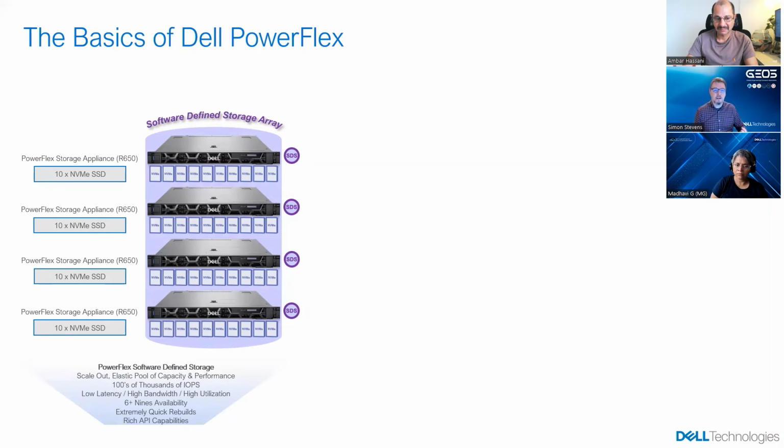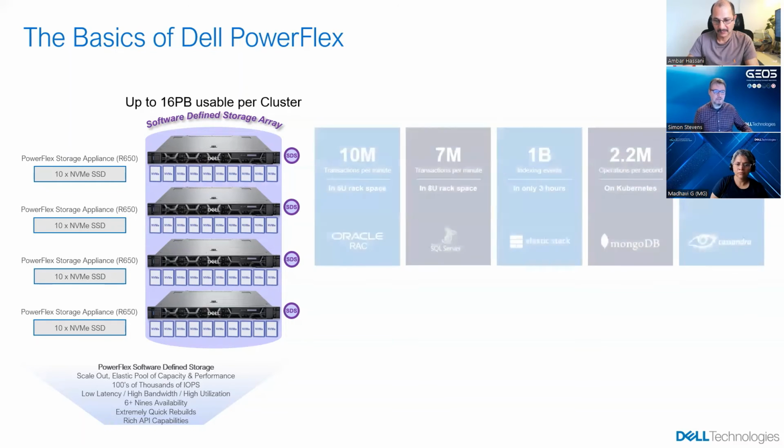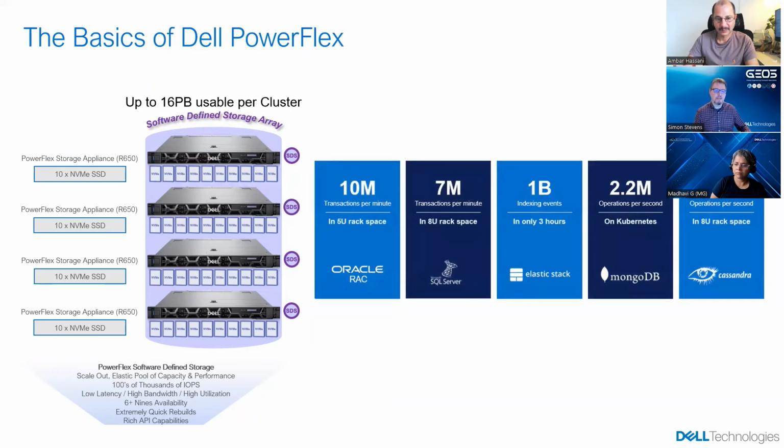Because we're written software-defined from the word go, we've always had rich API capabilities, and we actually have an amazing proposition insofar as we can start small, 4 nodes, and scale up to 512 node clusters, 16 petabytes usable storage within a single PowerFlex cluster. And with that storage system created, we can create storage infrastructure that can run practically any workload that customers are wanting to run in today's data center.